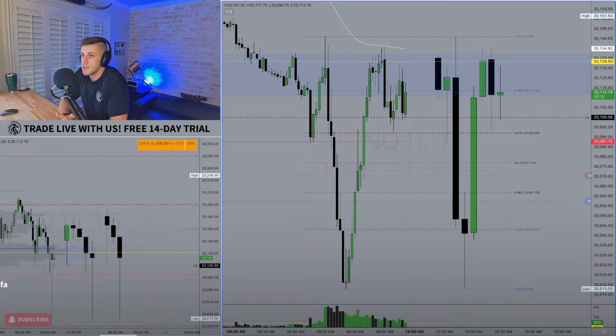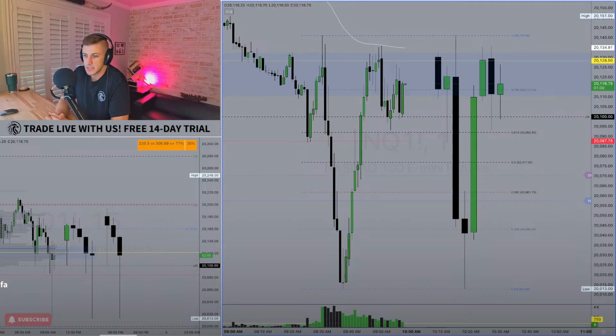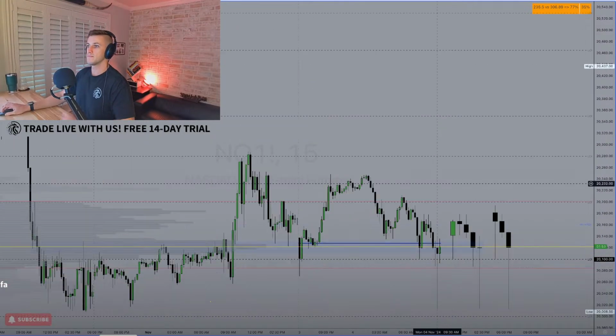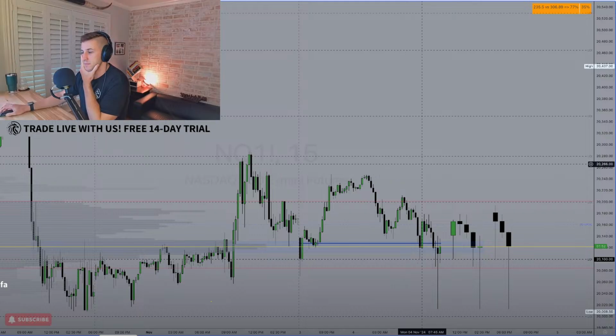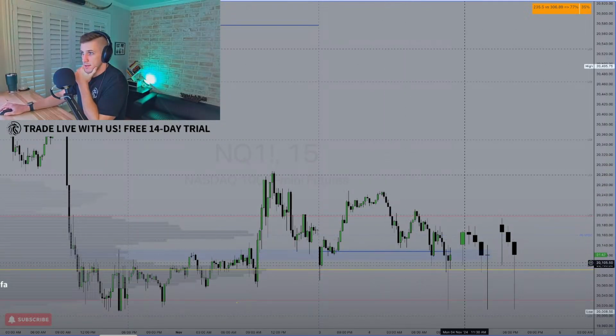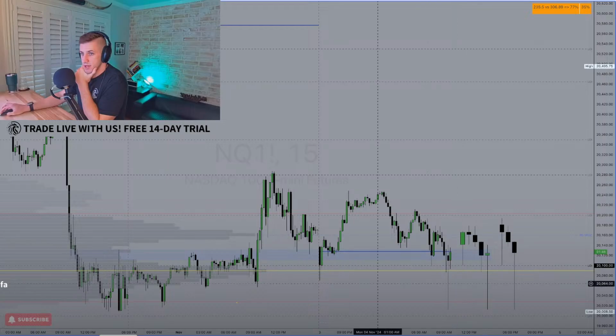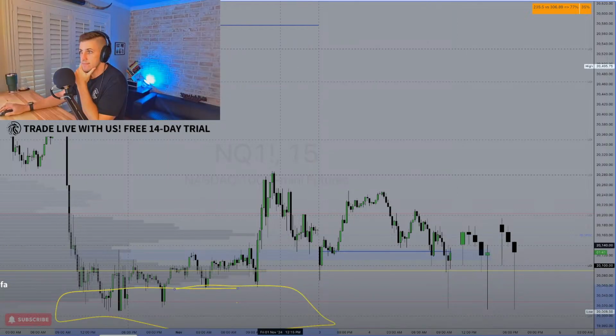Two till 10 a.m. Staying patient right now. Staying patient. Here's our structure, near-term structure. Buyers so far doing a good job of defending the lows down through here.